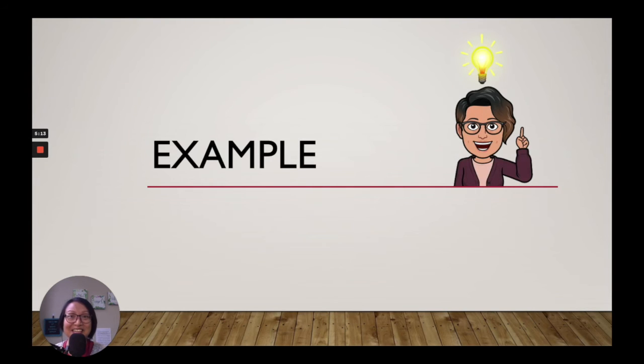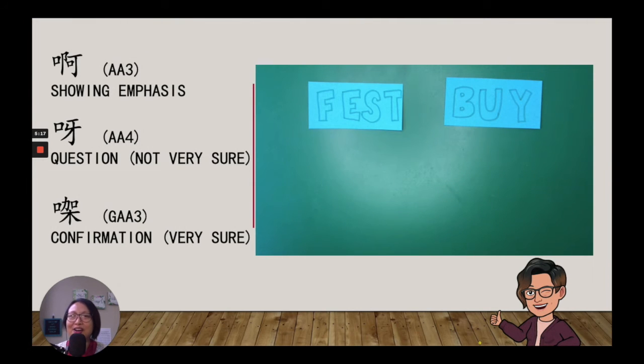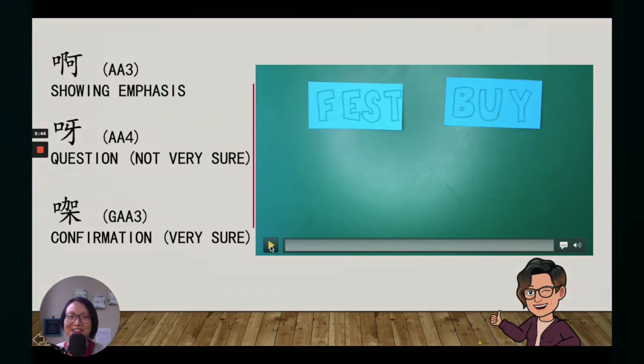So let's take a look at an example. In this example, we are using the word as in, oh yeah, this is the case, not very sure, asking a question to confirm. And the ga, yes, definitely, I am sure about that. And this happens in a place called Best Buy. In Best Buy, a person is looking for something. Let's see if you can tell what they are looking for.